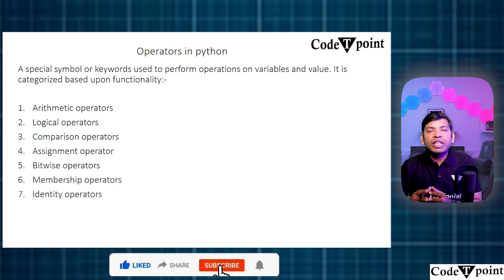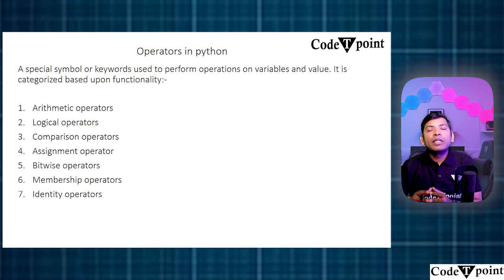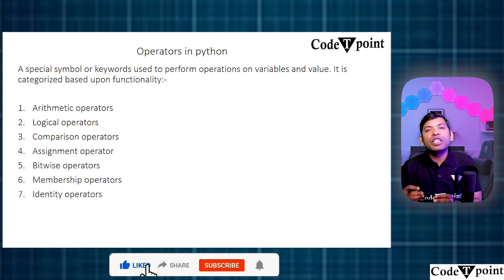To answer this question, we can say a special symbol or the keywords that can help us to perform certain operations is called an operator. I am repeating my statement again. A special symbol or the keywords that can help us to perform certain operations is called an operator.